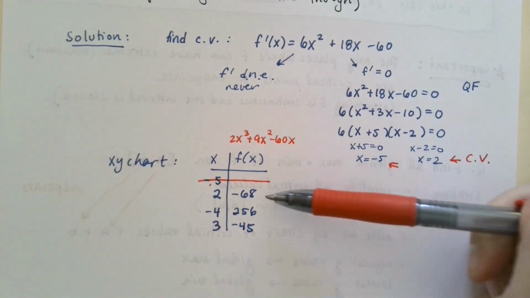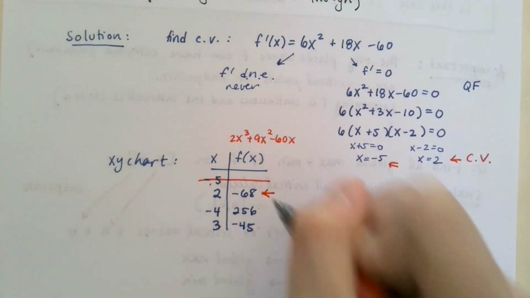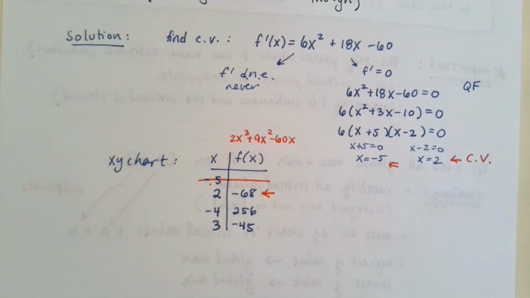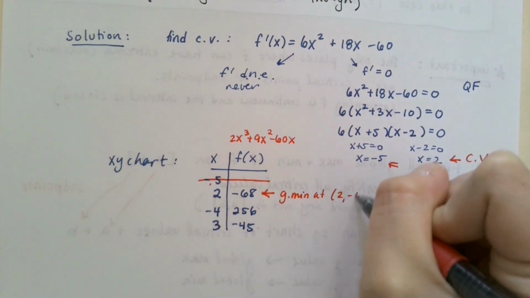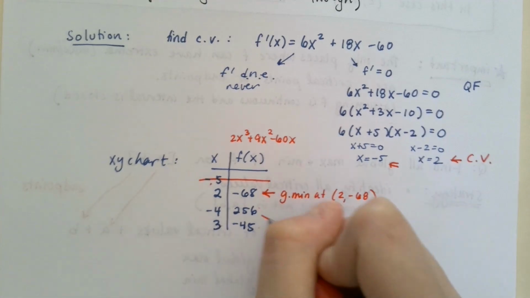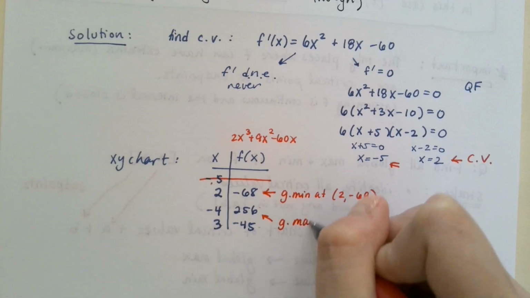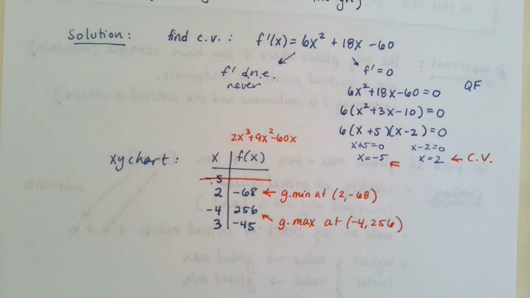So the lowest of these 3 numbers is this -68. So this is showing me the global minimum. So I'm going to say I have a global min at 2, -68. I could have said that the global min is -68, but since I have its x value right there, I might as well put it in xy form. And then the highest y value is that 256. So I'll say, all right, I have a global max at -4, 256. And that's my final answer.